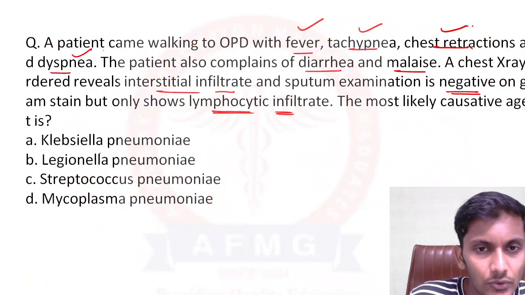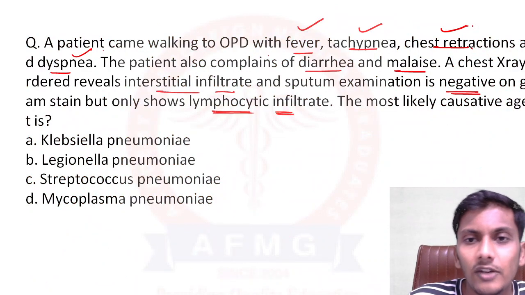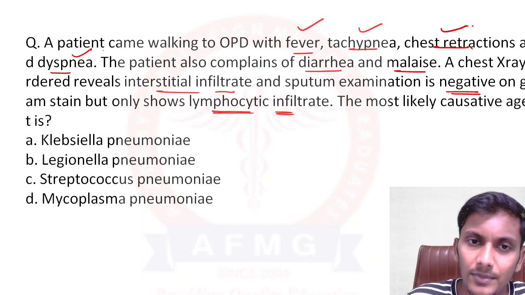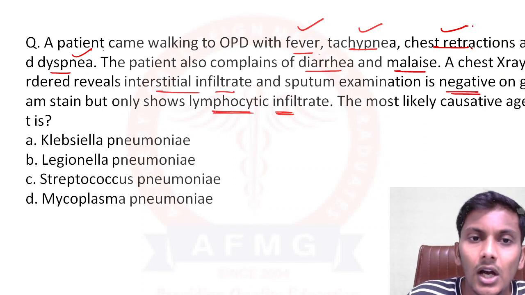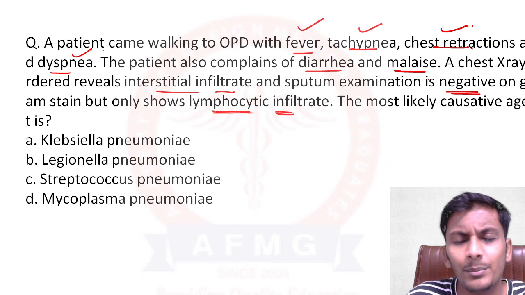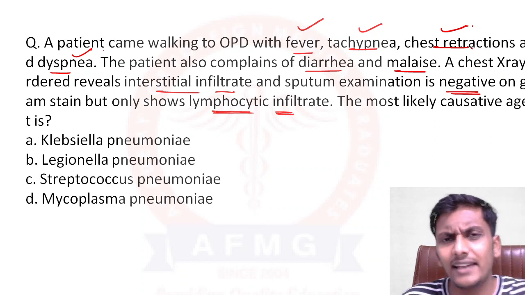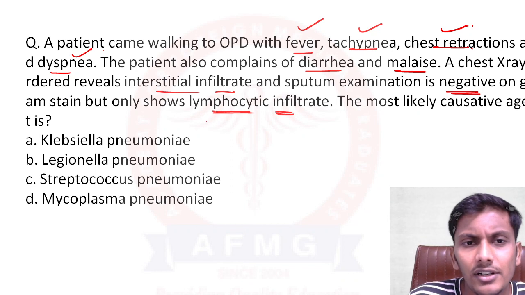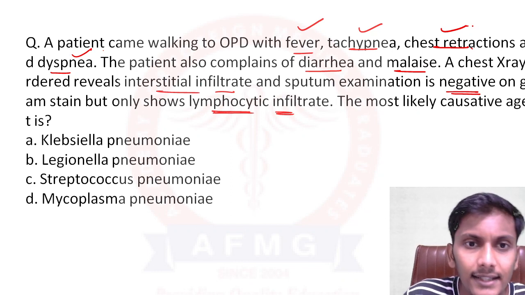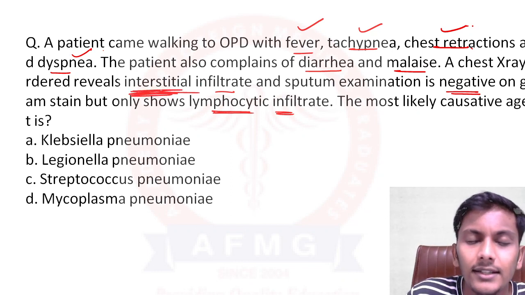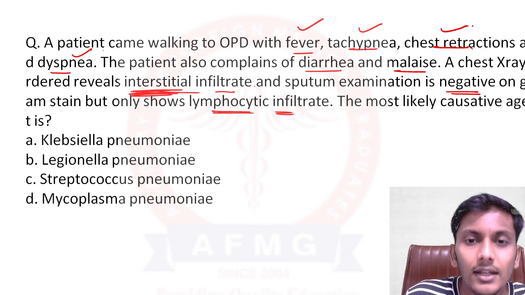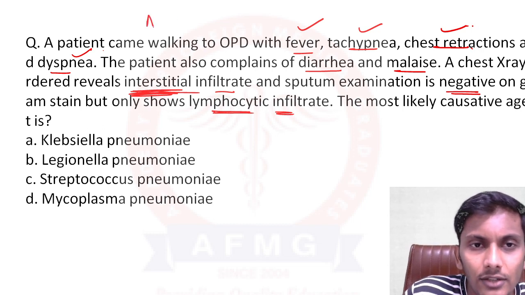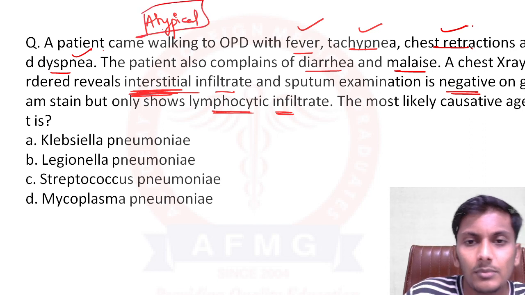So let's go back to the question now. Fever, tachypnea, chest retraction and dyspnea. So this is a case of pneumonia. The patient also complains of diarrhea and malaise. Have we seen diarrhea associated with pneumonia in any of the conditions? Not yet. Chest x-ray reveals interstitial infiltrates, which means infiltrates or exudates in the interstitium. That is a characteristic of atypical pneumonia. Now we need to narrow down our thinking to atypical pneumonia.